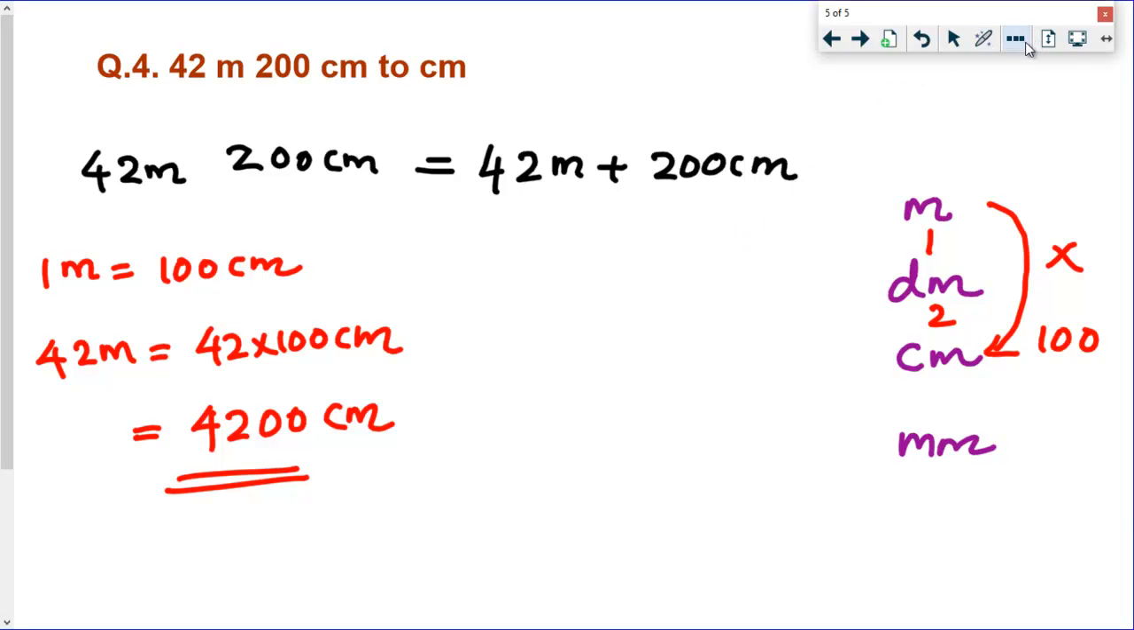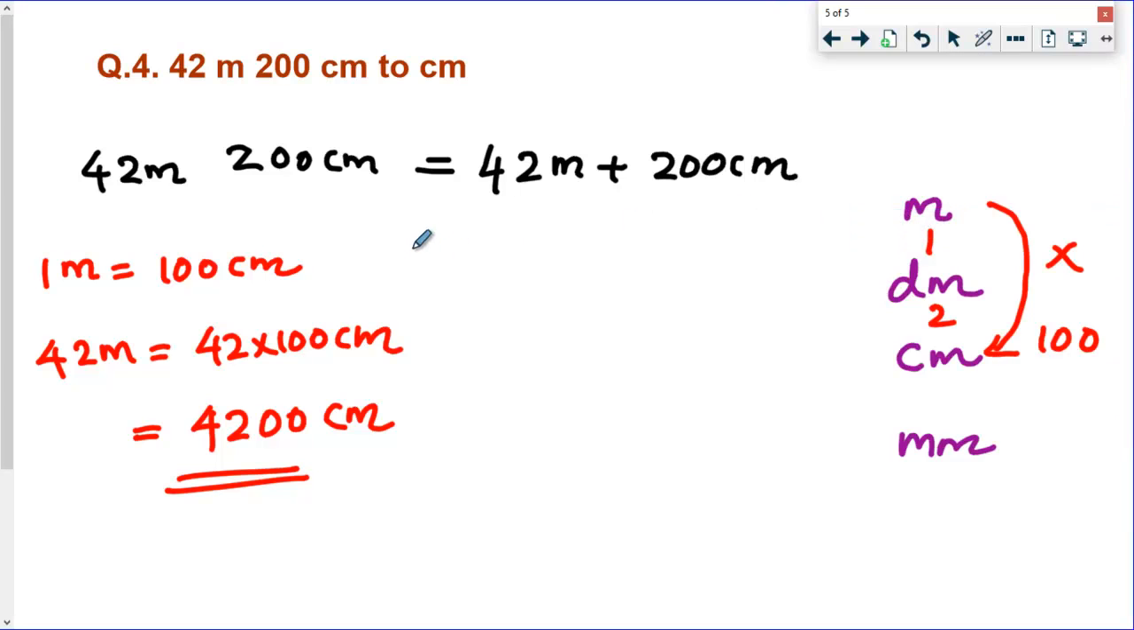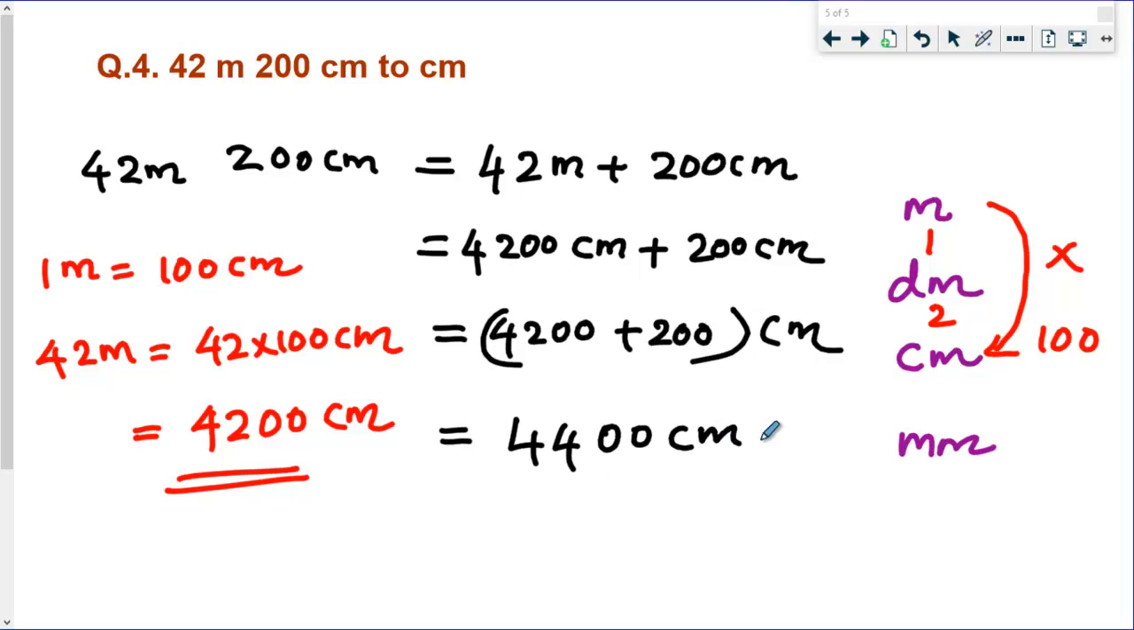Now here this value you have to write instead of 42 meter. So here we can write, instead of 42 meter we can write 4200 centimeter plus 200 centimeter. Now these are in same unit, so we can add the numbers. 4200 plus 200, the unit is in centimeter. Now for adding these two, first 4, then 2 plus 2 is 4, then you can write 00, that is 4400 centimeter.